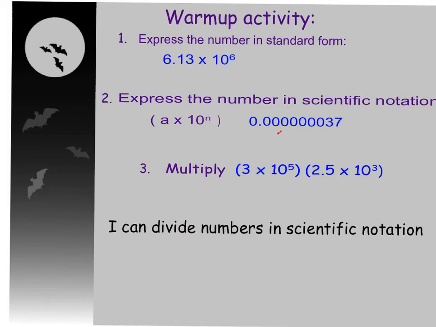Alright, the first one, expressing numbers in scientific notation. Remember, the exponent tells us how many places we move the decimal, and if you're multiplying by a positive power of 10, the number is going to get bigger. So 6.13, we have to move the decimal 6 times because we're multiplying by a power of 10 6 times. 1, 2, 3, 4, 5, 6. And then you add zeros to hold the place value and rewrite with 4 zeros. And then you put your commas in so it looks nice and neat.